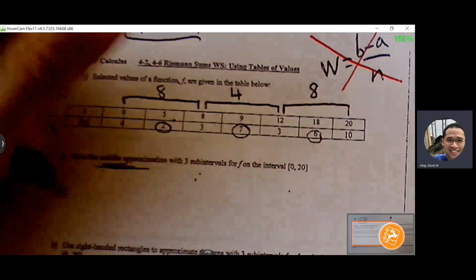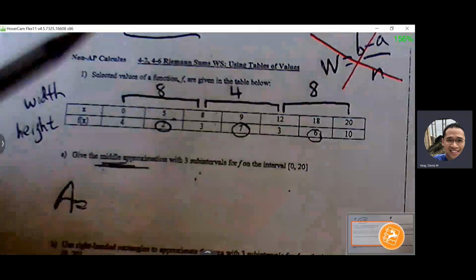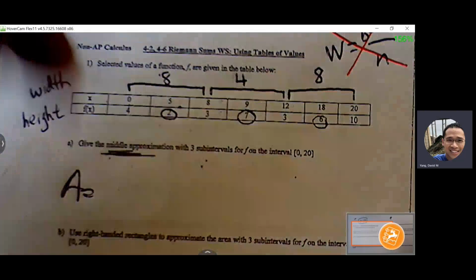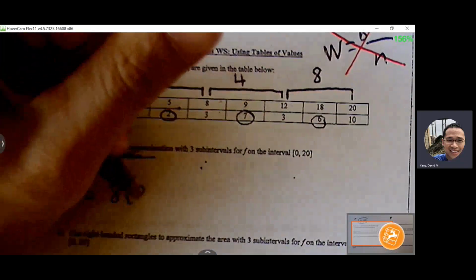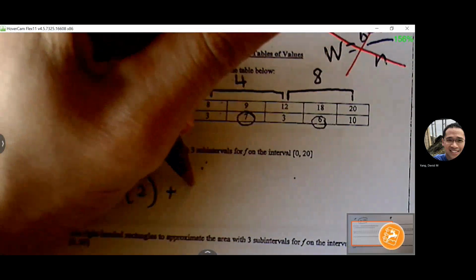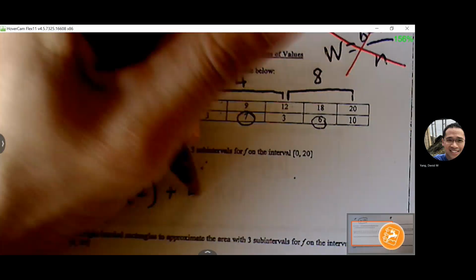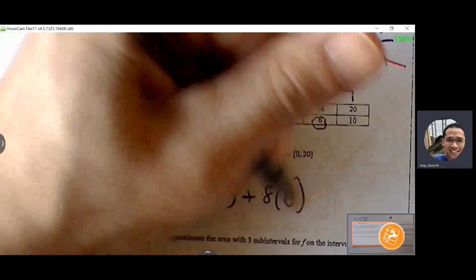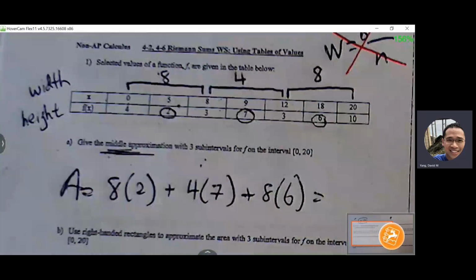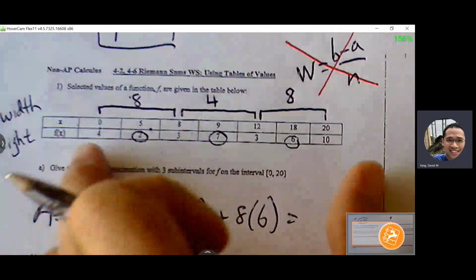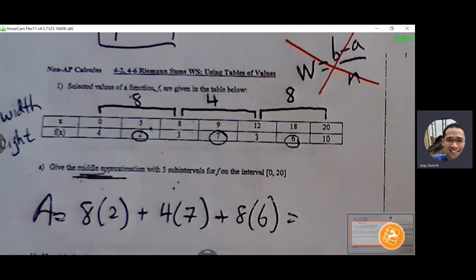We're going to use rectangles. Okay, we're going to add up the areas. Every area has a width and height. So the first area is just 8 times what? 8 times 2. That's my first rectangle. The second rectangle is 4 times 7. The third rectangle is 8 times 6. Okay. A lot faster, a lot more efficient than having to go through plugging in functions. So this is not hard, but I understand it takes time.